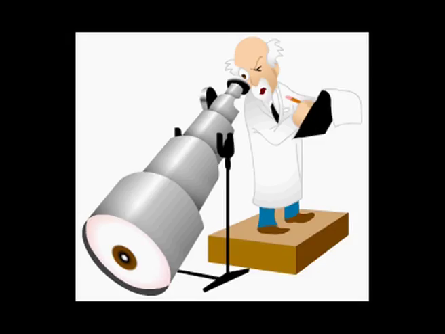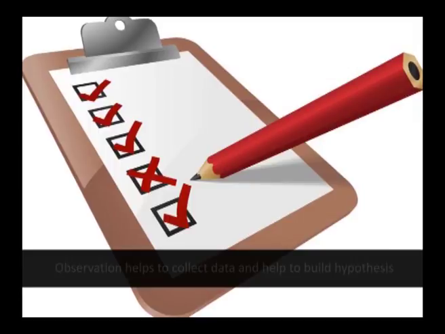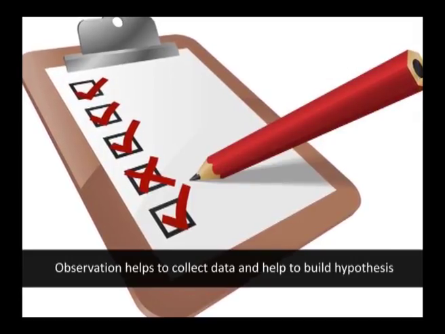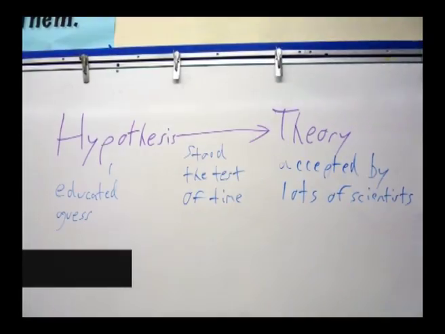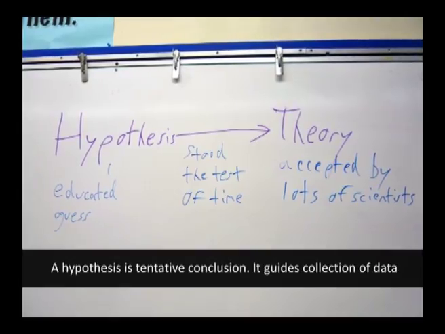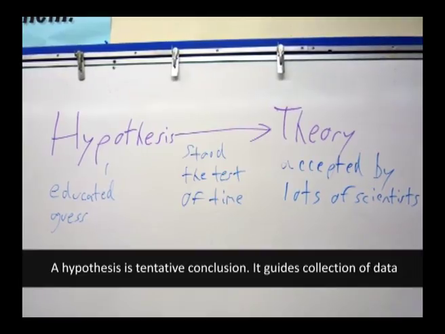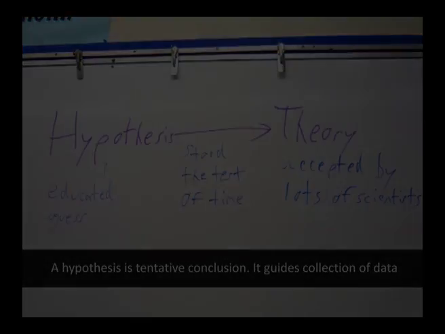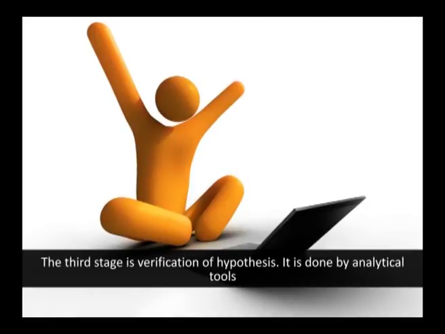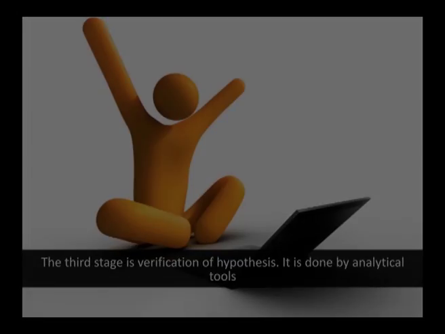Elements of scientific method. Procedural components. Observation, hypothesis, and verification are the 3 procedural components. Observation helps to collect data and helps to build hypothesis. The second step is formation of one or more hypotheses. A hypothesis is a tentative conclusion. It guides collection of data. The third stage is verification of hypothesis. It is done by analytical tools.